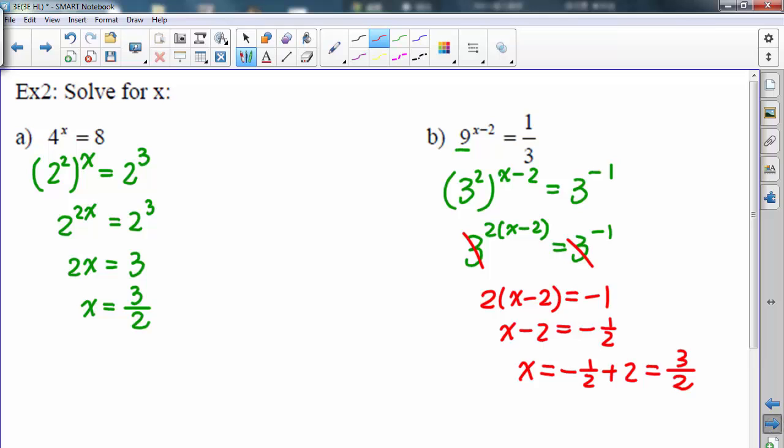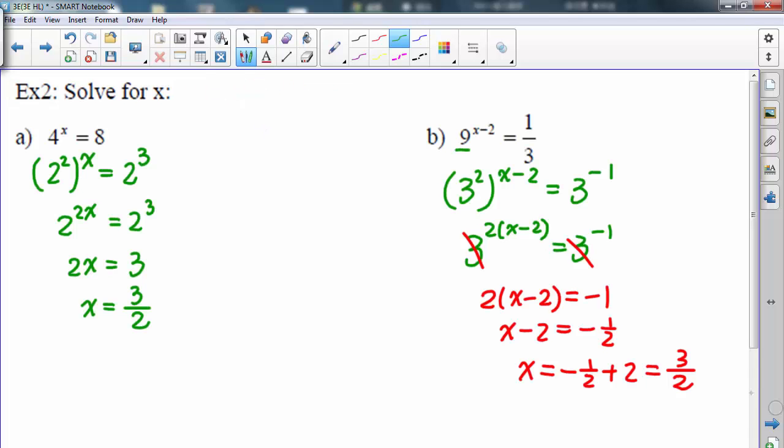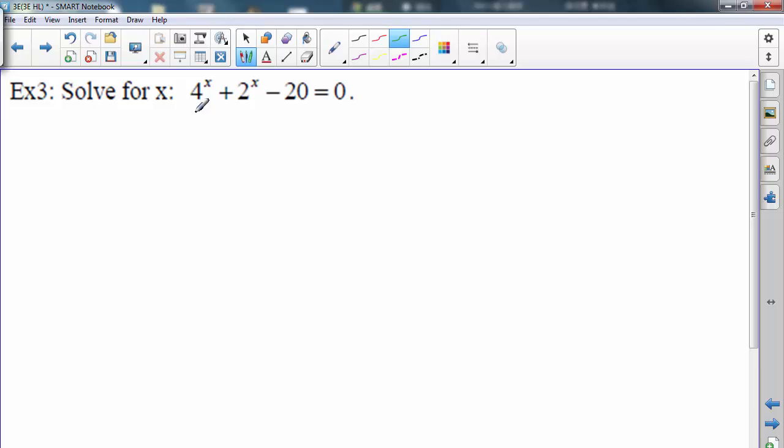Okay. So right now, a little bit further of the exponential equations. Solve for x in 4 to the power x plus 2 to the power x minus 20 equals 0. Let's look at it, even though this one is not an exponential equation like those cases, I still can see there are 2 powers. One base is 4, one base is 2.